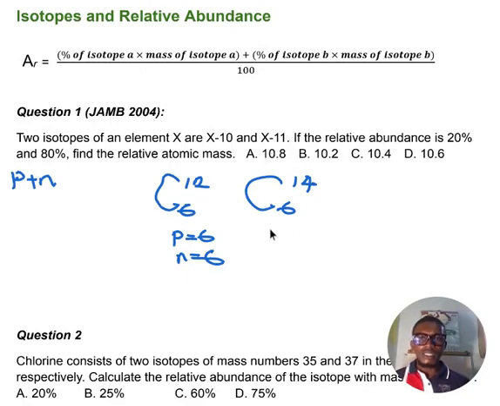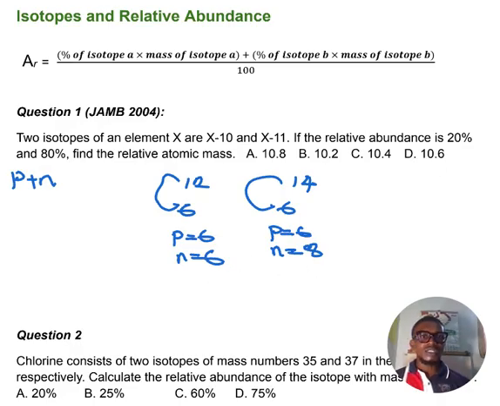For carbon 14, the proton is 6, the neutron is 8. 14 minus 6 will give us 8. So you can see that the proton is the same, the neutrons here are different. So it means that the reason why isotopes have different atomic mass is because of this neutron that is different.